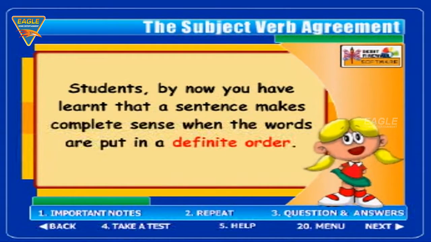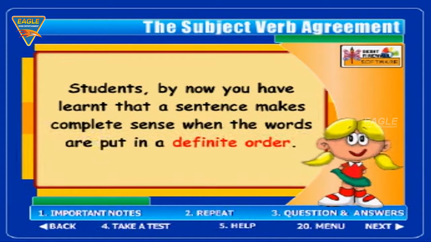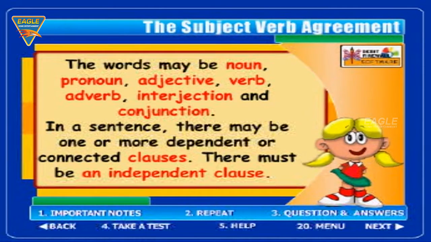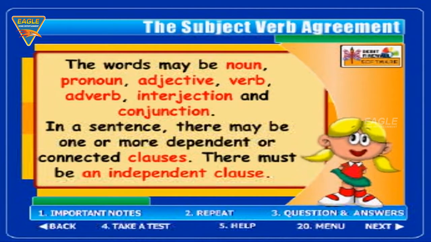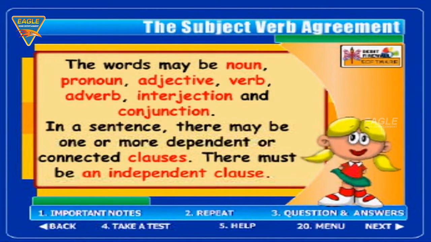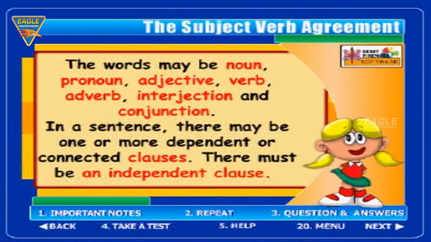The subject-verb agreement. Students, by now you have learned that a sentence makes complete sense when the words are put in a definite order. The words may be noun, pronoun, adjective, verb, adverb, interjection, and conjunction. In a sentence, there may be one or more dependent or connected clauses. There must be an independent clause.